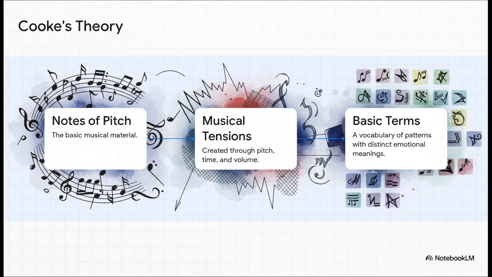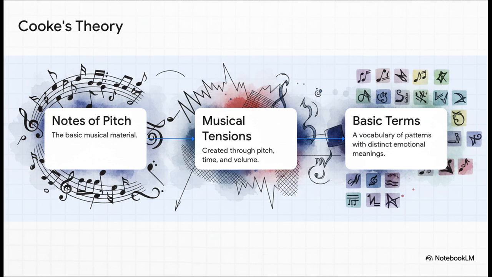So how did he do it? Well, Cooke broke it all down. He started with the absolute basics, the individual notes of pitch. Then he looked at how musical tensions, the relationships between those notes in pitch, time, and volume, can express feelings. And from all of that, he built a kind of dictionary, identifying a whole vocabulary of basic terms or melodic patterns, each with its own specific emotional meaning.